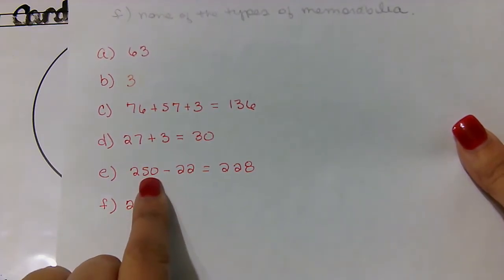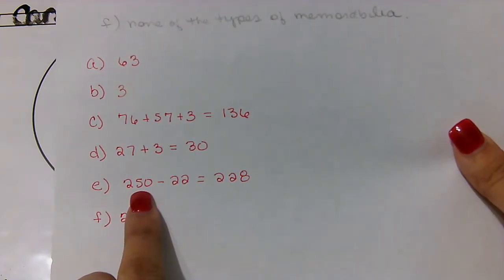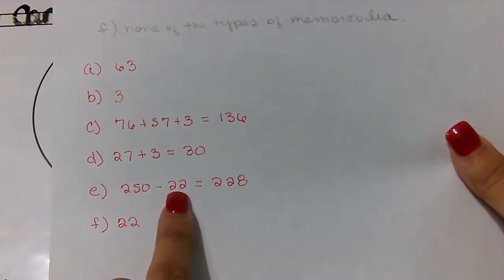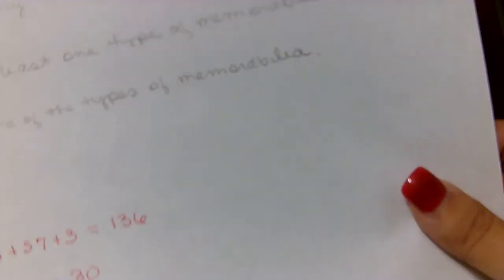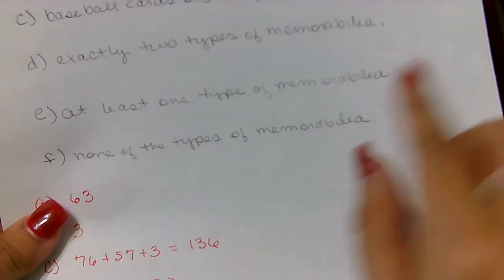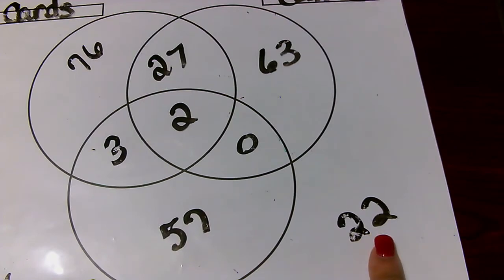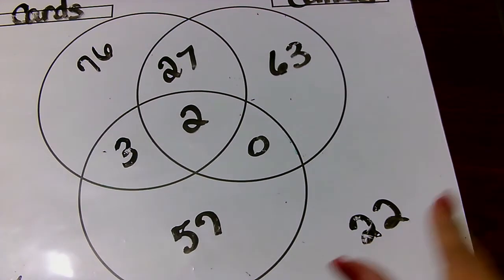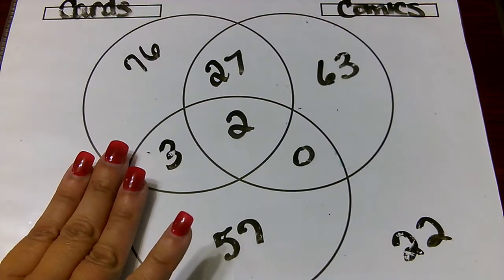Okay. The way that I did this here is I took the whole population, which we knew was 250, and I subtracted the people who didn't collect any of that type of memorabilia, and it still came out to the exact same answer. Okay. And part F, none of the types of memorabilia. Well, if we had 228 who collected at least 1, that means 22 didn't collect any of that type of memorabilia. Okay, this is just basically the applications of Venn diagrams.